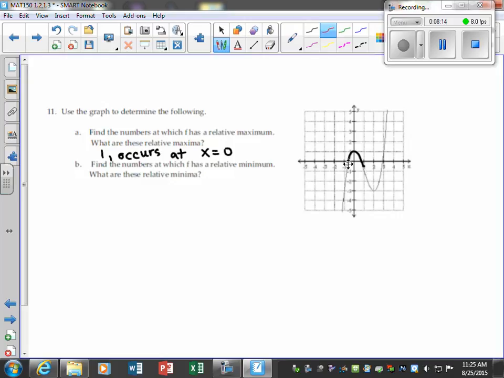And then the minimum, so next we're looking for a minimum. So the minimum is what? -3. Good. And it occurs at x equals 2.